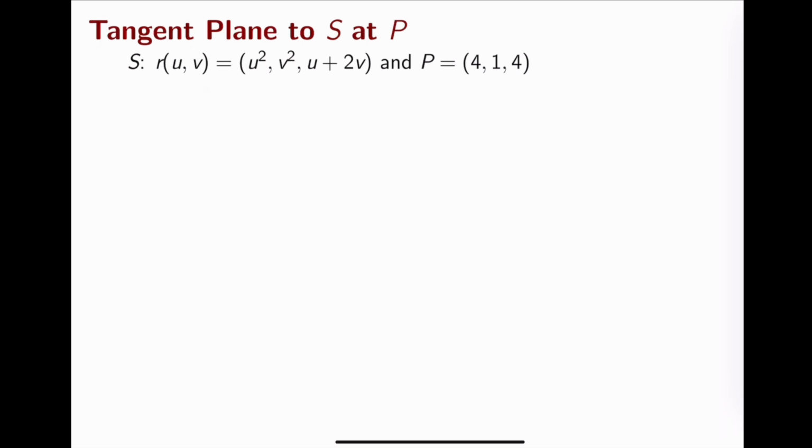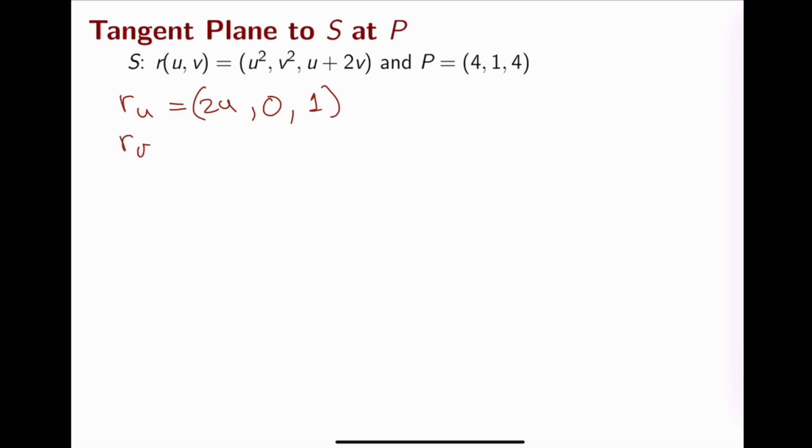Let's calculate the tangent plane to the surface given by this parametrization at the point (4, 1, 4). Okay, so let's start by calculating everything that we need for this, essentially the normal vector. For that, let's start by calculating r_u, that will be the derivative with respect to u of each of the components here. So u squared, the derivative with respect to u is 2u. Here, the derivative with respect to u is 0, since there is no u. And here, the derivative with respect to u is just 1.